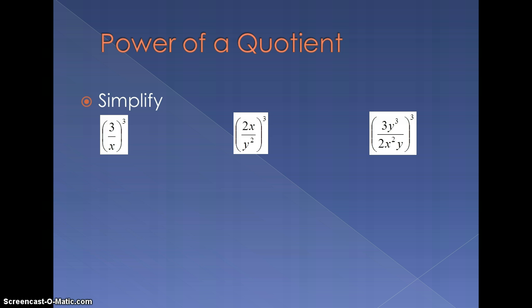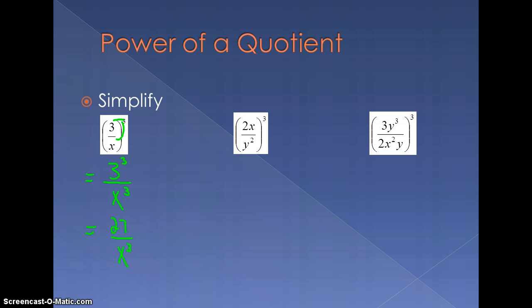The quantity 3 over x all cubed. So everything inside there gets raised to the third power. So this would be equal to 3 to the third over x to the third. Again, everything inside gets raised to that power 3. 3 to the third is 27. We end up with 27 over x cubed as our final answer there.